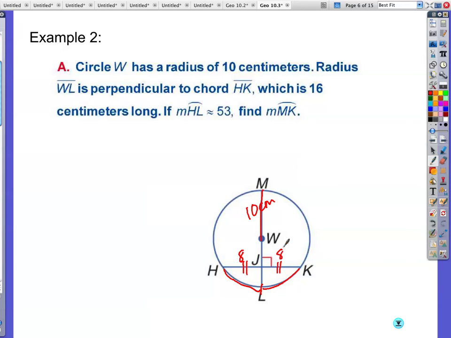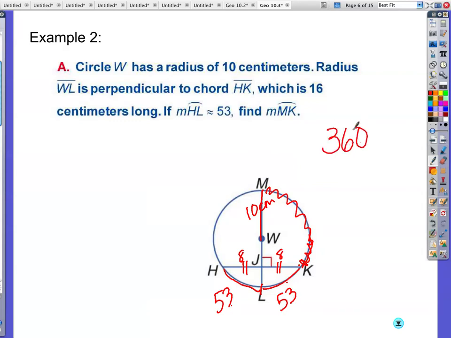If the measure of HL is approximately 53, I don't like that, but I'm just going to say 53, find the measure of MK. I need to know how far it is from here to here. Well, if this is 53, then this also has to be 53. Okay, how many degrees in this total circle?